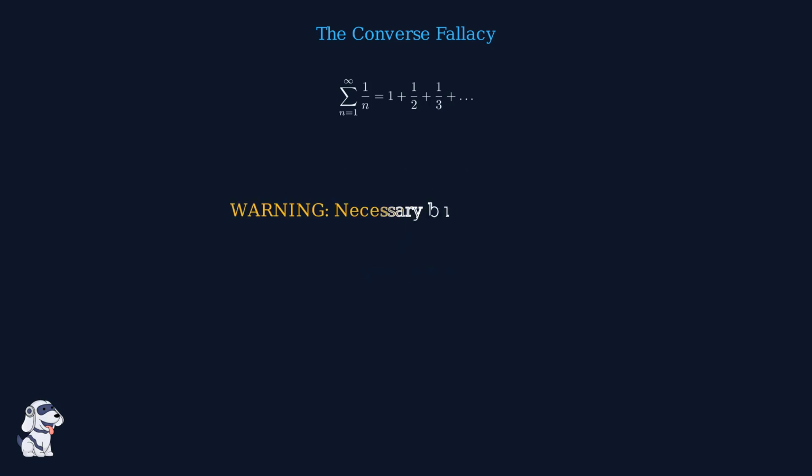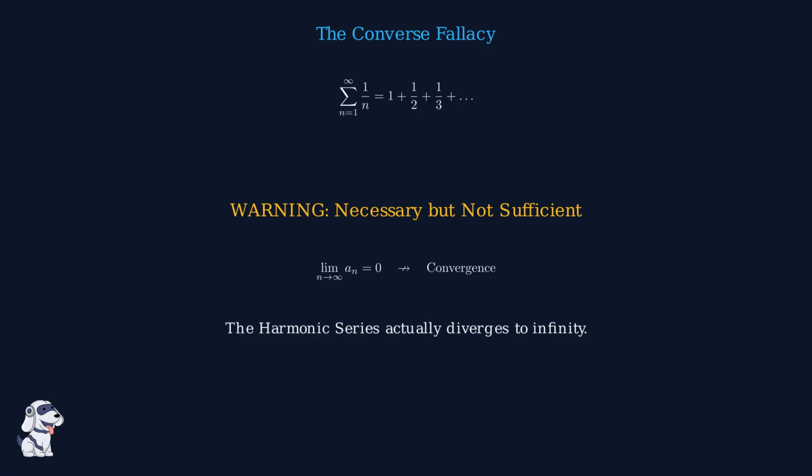The condition that the limit equals 0 is necessary for convergence, but it is not sufficient. The harmonic series is the classic proof. Its terms shrink to 0, yet the sum itself grows without bound, meaning it diverges.